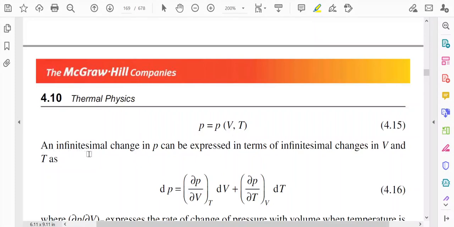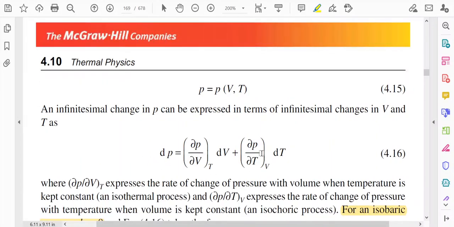Now, an infinitesimal change in P can be expressed in terms of infinitesimal changes in volume and temperature. So, you see this equation: dP, that is change in pressure dP, is equal to (∂P/∂V) at constant T dV plus (∂P/∂T) at constant V dT. Partial differentiation has been applied in equation 4.15, and we have obtained equation 4.16.